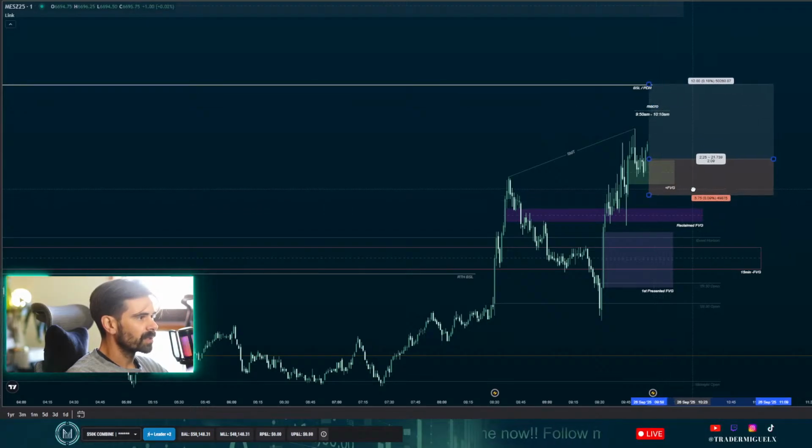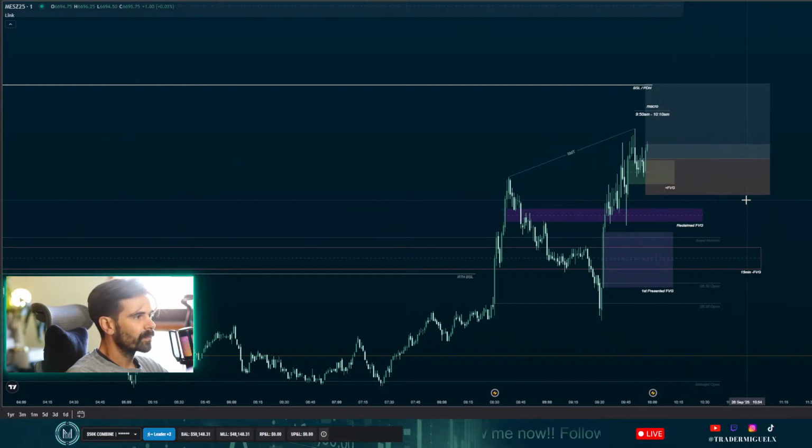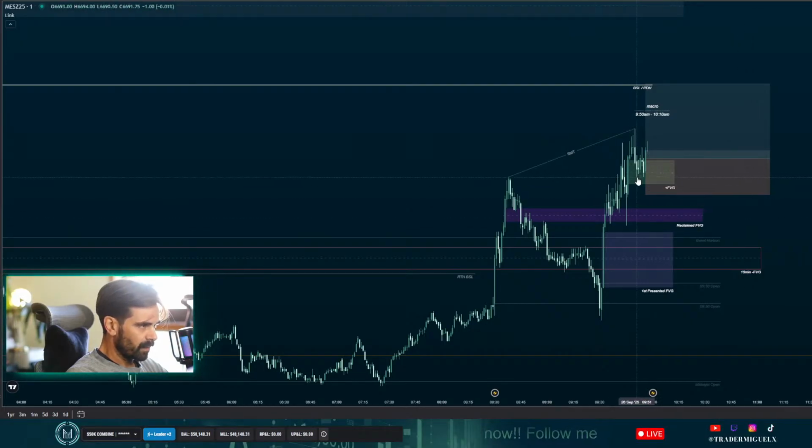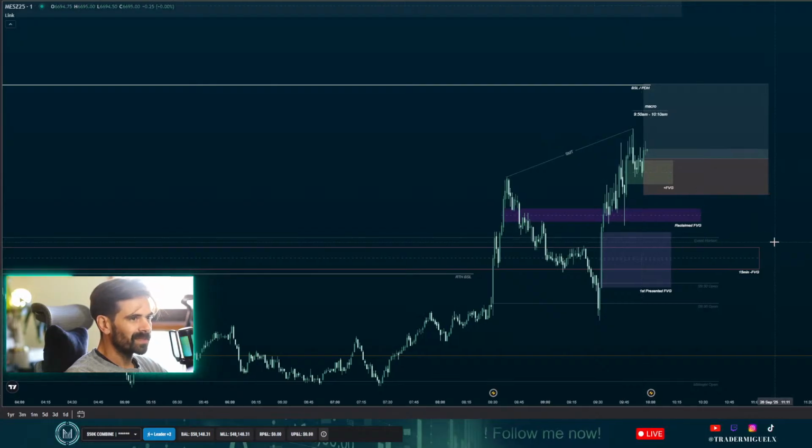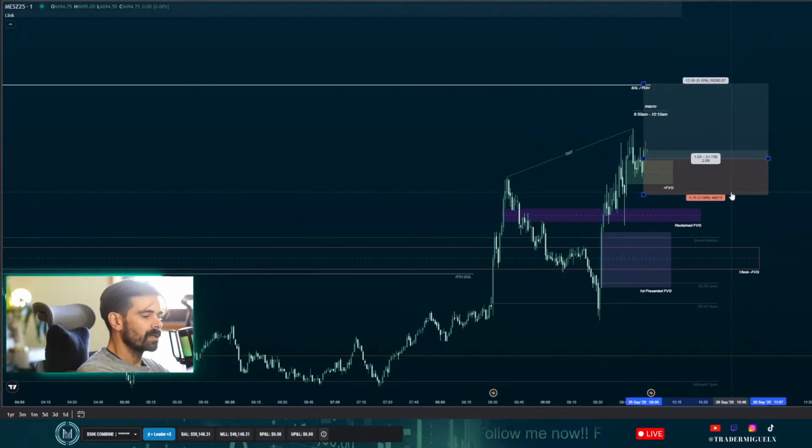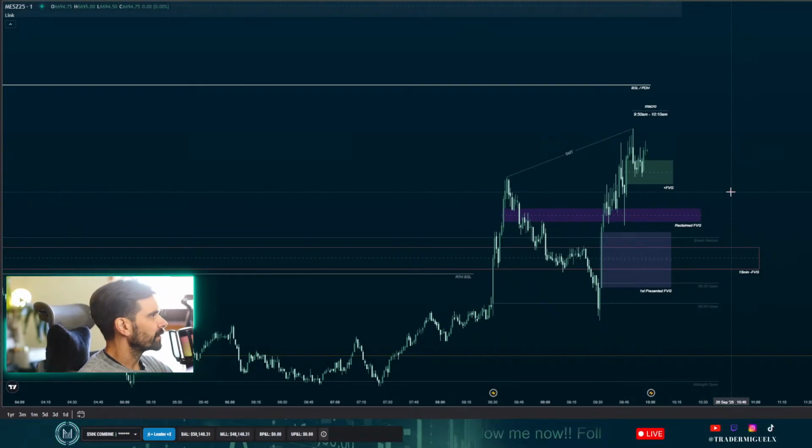I was marking this setup here, which could eventually be a setup in place right now. But watch how we left some relative equal lows here as well. So this to me is not that clean, honestly.